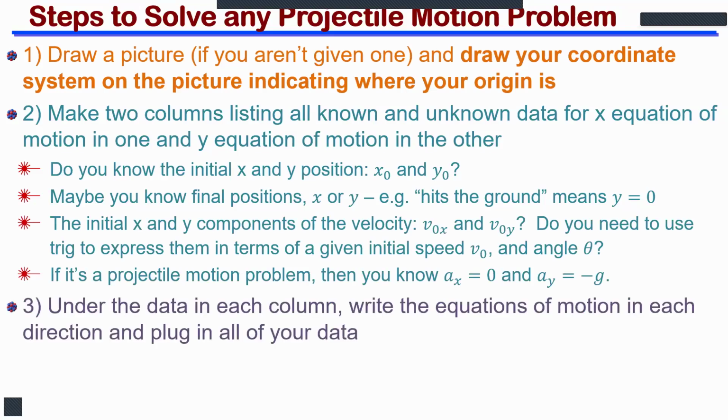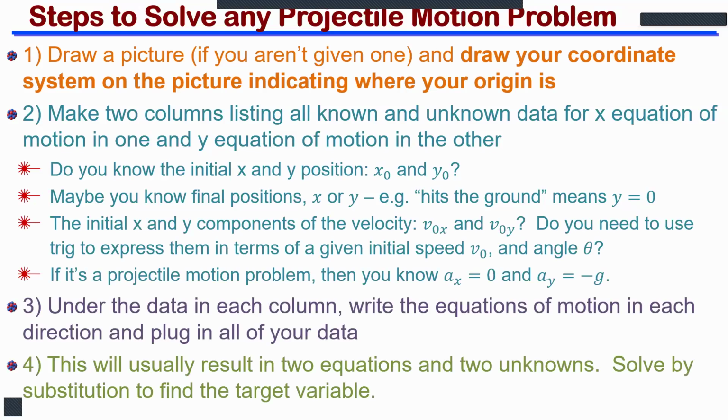The third step is, under the data in each column, write out the equations of motion in each direction and then plug in all of your data. That will usually result in two equations and two unknowns. And so the final step is to solve that system of equations by substitution to find your target variable.